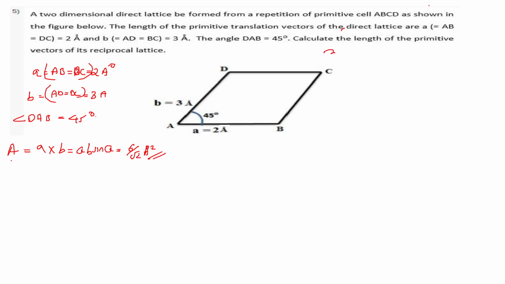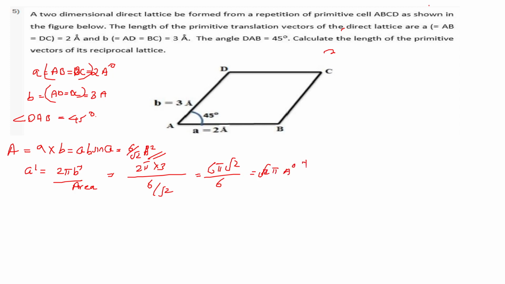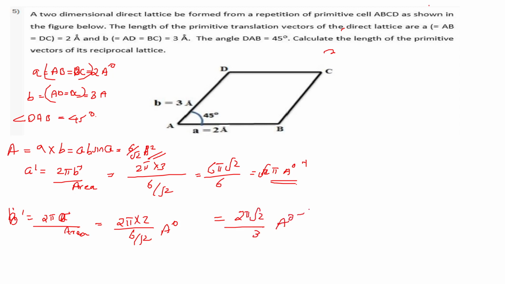Okay, now the lattice parameter we have to find. So it will be like a dash is equal to 2 pi b vector divided by the area. Okay, so it will be like 2 pi into 3 divided by 6 by root 2. So it will be 6 pi root 2 divided by 6. So it will be root 2 pi angstrom inverse. Similarly, you have to find the b dash, that will be equal to 2 pi a vector divided by area. So it will be 2 pi into 2 divided by 6 by root 2 angstrom. So it will be 2 pi root 2 by 3 angstrom inverse. So this will be the answer.